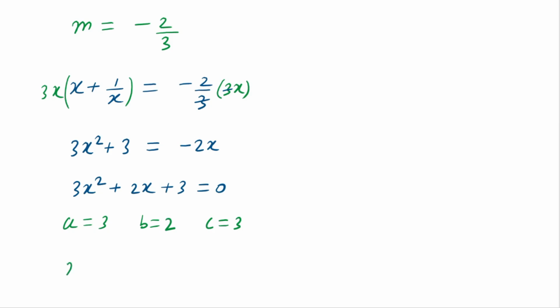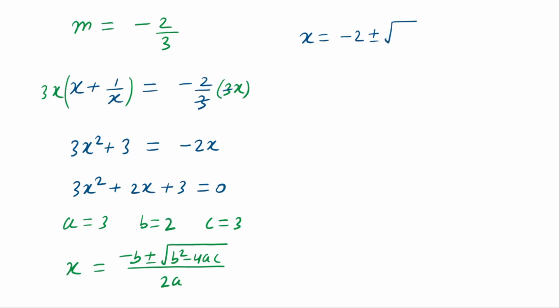The quadratic formula is x is equal to minus b plus minus square root of b square minus 4 times ac, divided by 2 times a. Then x is equal to minus the value of b, which is 2, plus minus square root of 2 square minus 4 times the value of a, which is 3, and the value of c, which is also 3, divided by 2 times the value of a, which is 3.